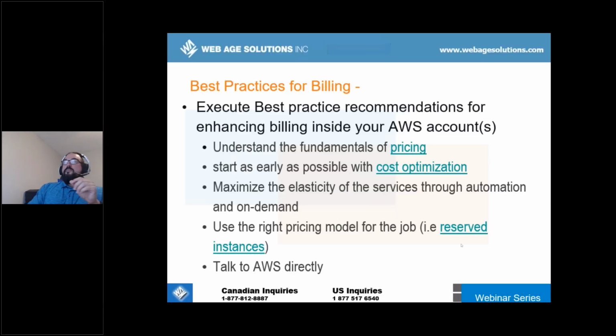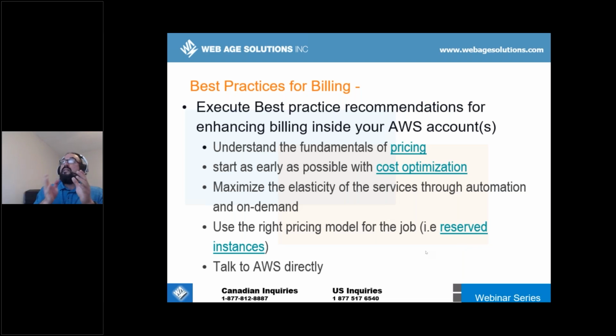Here are the other things, best practices for billing. This is probably the most important thing I could cover with you: one, make sure you understand pricing, and start as early as you can with cost optimization. Maximize the elasticity of your services. Use on demand, right? Use Fargate, use serverless, use auto scaling. If you're not, you're losing money. I promise you, you are not using AWS in a way that's going to maximize not only operational offload, but just your value, right? Do that.